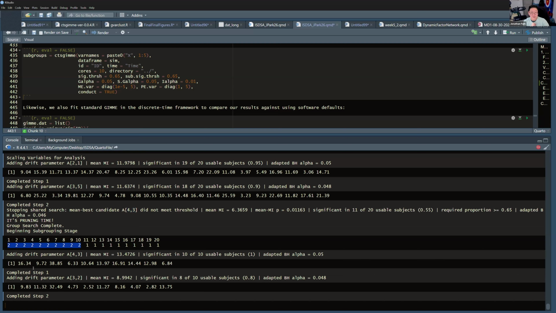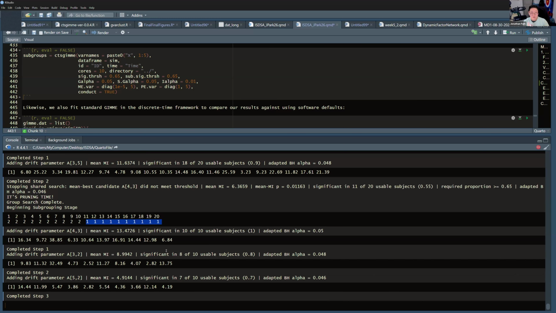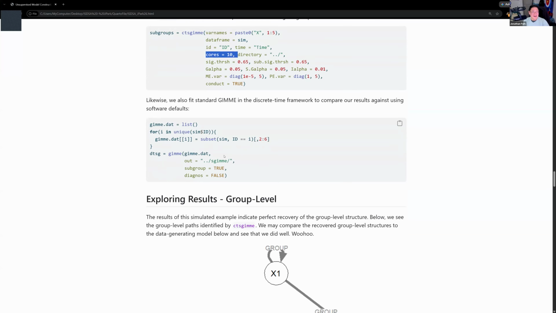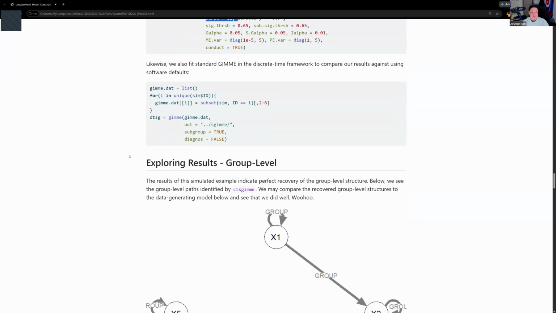We see that the first 10 subjects are in subgroup 2. The second 10 subjects are in subgroup 1. That's good because that's how we simulated the data. And now we are estimating the data for that first subgroup. And then we're going to basically repeat this process. Luckily, we have already fitted these data, so we don't need to wait, and we can basically explore the results.